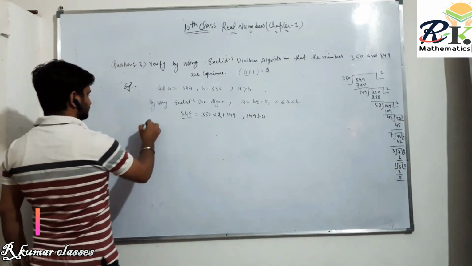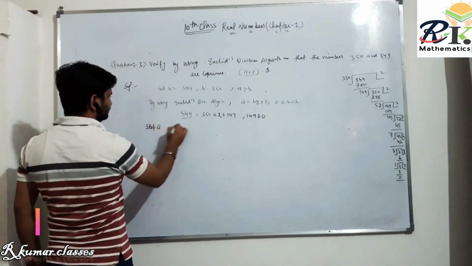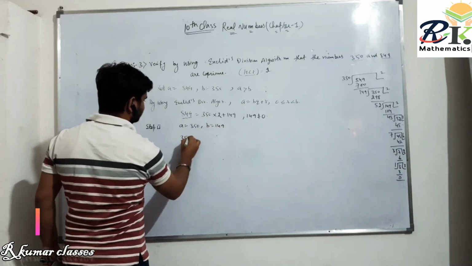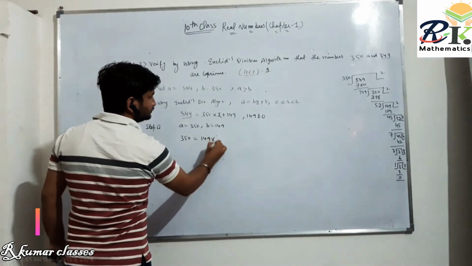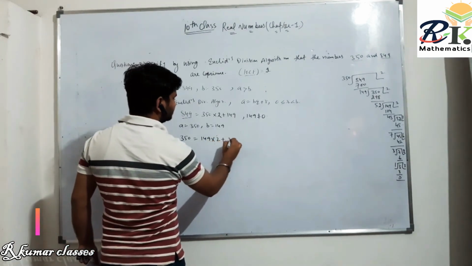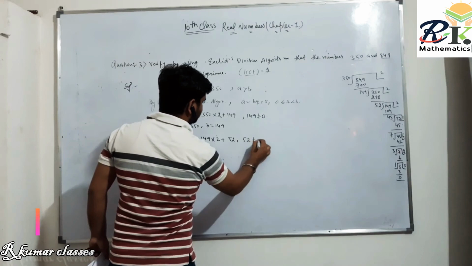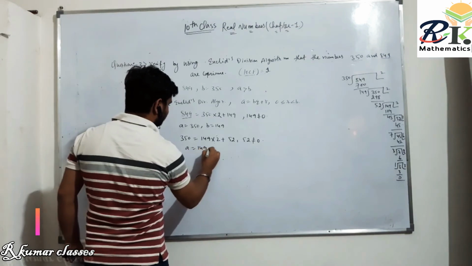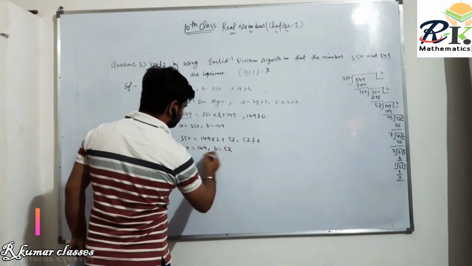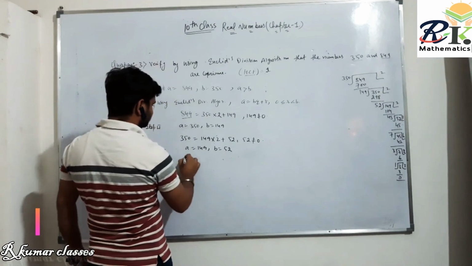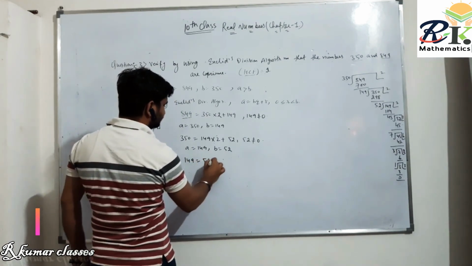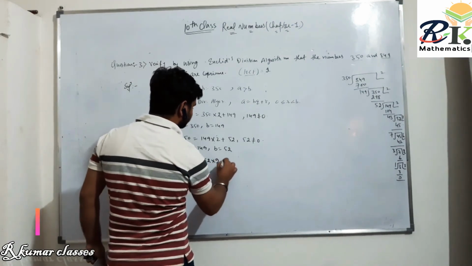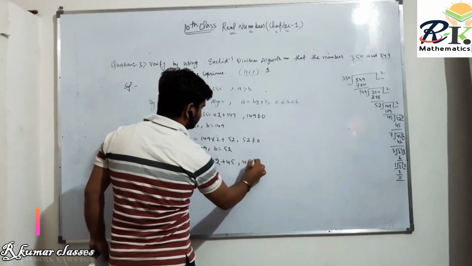Again we apply step 2. In step 2 we take a equal to 350 and b equal to 149. So 350 is 149 into 2 plus remainder 52. Again 52 is not 0. Again apply step 3. In step 3, a is 149 and b is 52. We divide this: 149 is equal to 52 into 2, and the remainder is 45. This 45 is not 0.